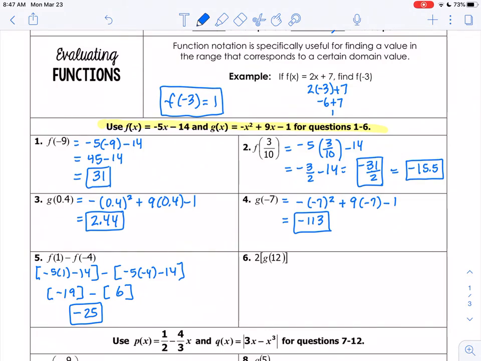Then on number 6, 2 times g of 12. So this is going to be 2 times, and then we plug 12 into the g function, so let's do that.